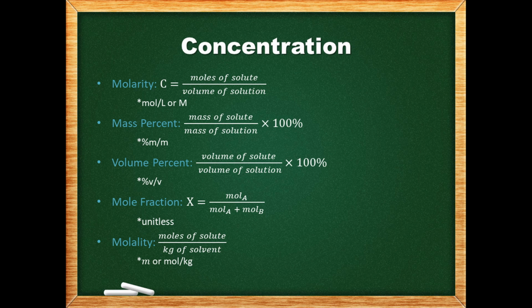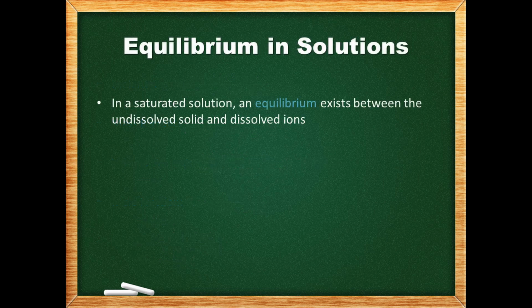Note that it is per kilogram of solvent and not per kilogram of solution. Molality is no longer tested on the AP exam. In a saturated solution, an equilibrium exists between the undissolved solid and the dissolved ions. This is not a static equilibrium but a dynamic one because it is a continuing process. The forward reaction rate of dissociation or dissolving equals the reverse reaction rate of crystallization or precipitation.